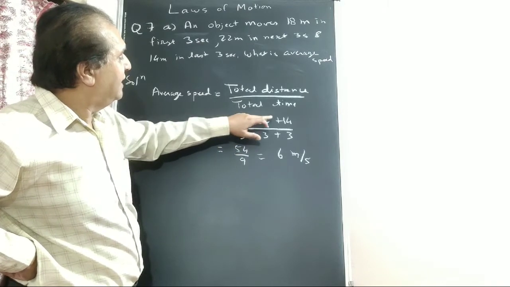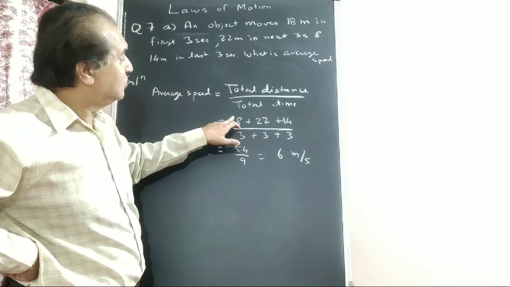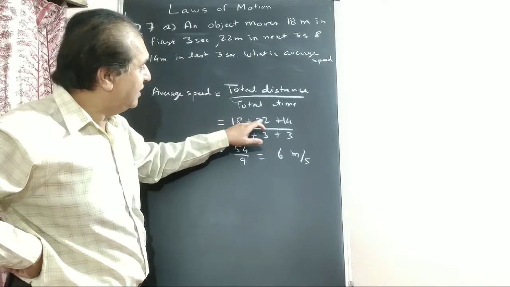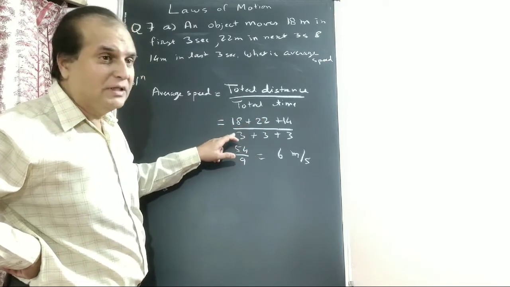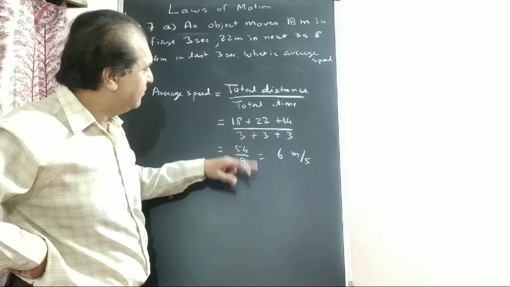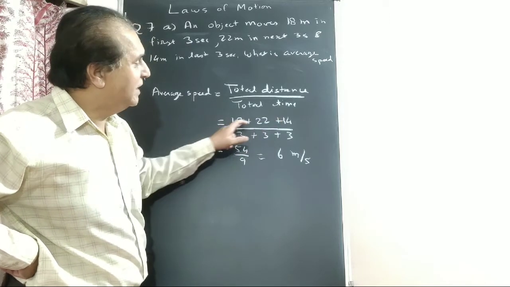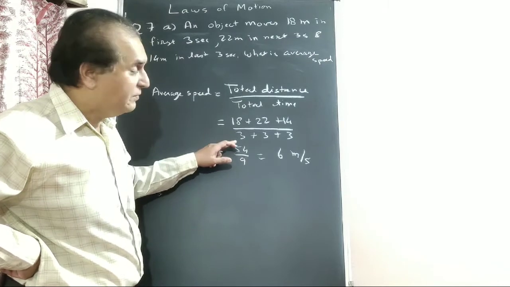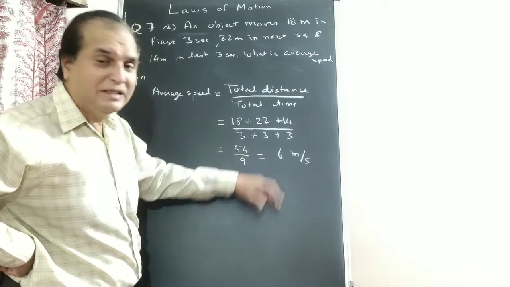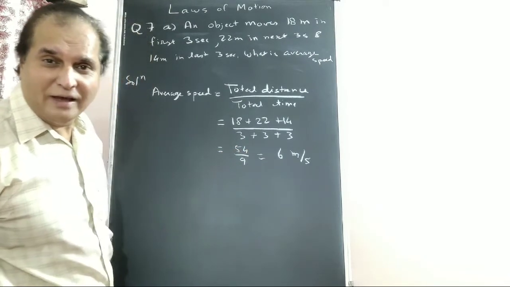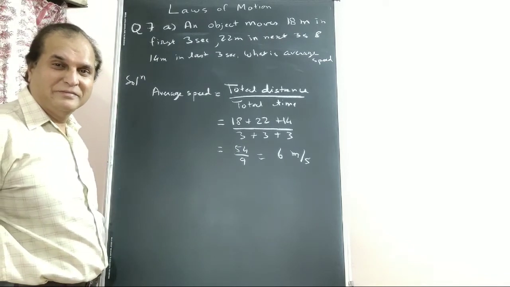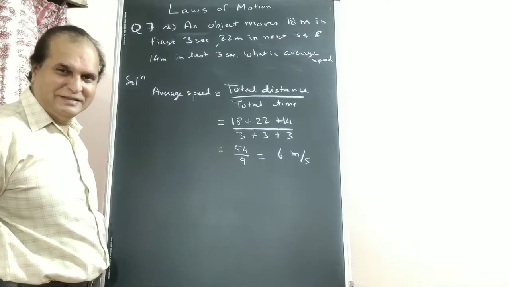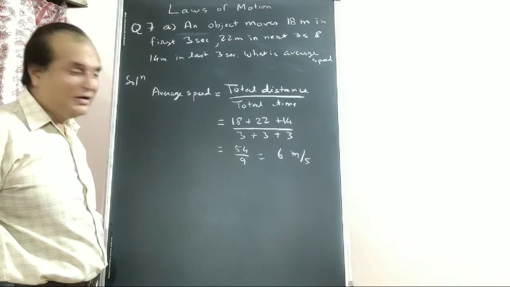22 and then 14 in 3 seconds. So total distance is 18 plus 22 plus 14, upon total time 3 plus 3 plus 3. So this is 54 meter in 9 seconds. 54 upon 9 is 6 meter per second. The answer. Understood? Simple sum. We'll go ahead.